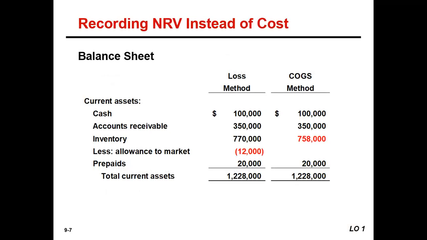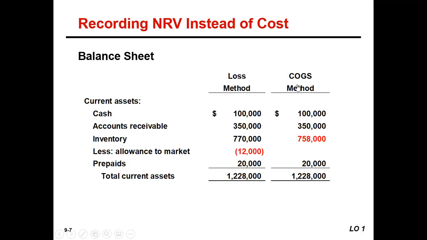All right, so here's an example of the difference in the way that's shown on the balance sheet. Again, with the loss method, we would list the original cost of the inventory, 770,000, less the allowance to reduce inventory to net realizable value. And so the overall effect here, 770 minus 12,000, 758,000 is what the inventory would be, right? But we just use this contra asset account.